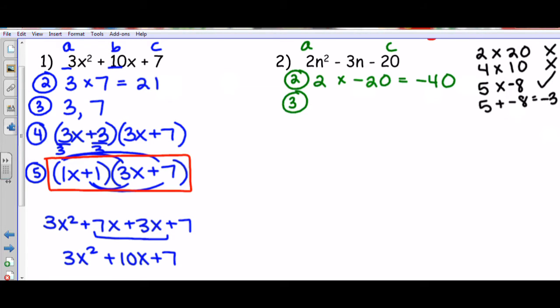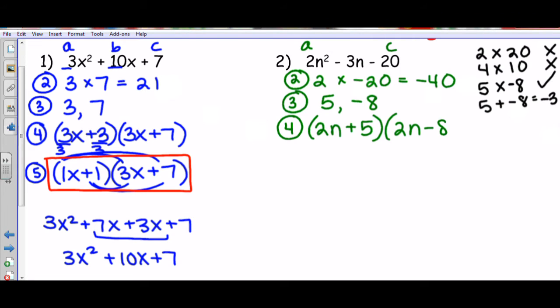So my two factors here will be a positive 5 and a negative 8. Because when I multiply, they give me negative 40. When I add, they give me my negative 3, which is my B term. Now in step 4, I'm going to take my A with the variable n and put it in front of each factor individually. So I will have 2n plus 5, and I will have 2n subtract 8.